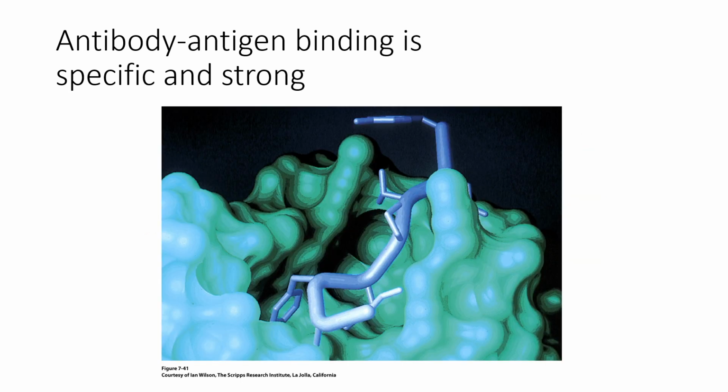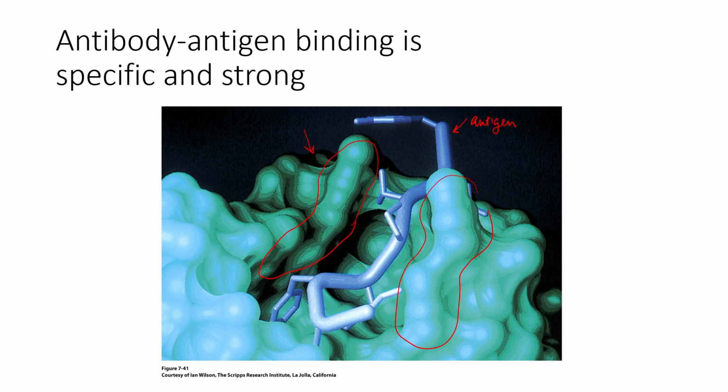So this variability in those variable regions allows antibodies to bind a massive variety of antigens. And the quality of that binding is that it's really specific and it's really strong. And so we see in this diagram this filled in green molecule. This is an antibody, and we see those hypervariable loops folded up and around this purple antigen.